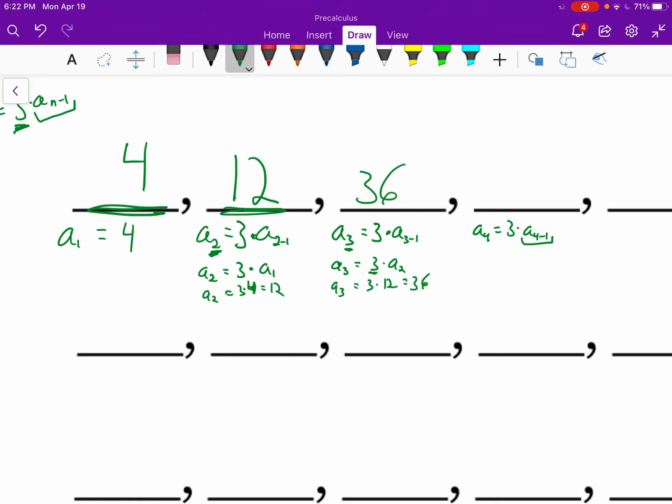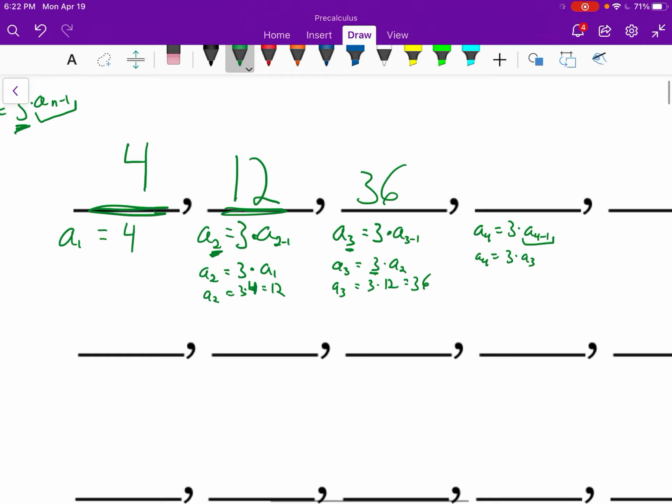But this 4 minus 1, I don't always want to have to think of it that way. I can think of the term before it. So the third term, and I don't even always want to write that. I should just be able to think, well, that's 3 times the term before it, which is 36. 3 times 36 is 108.